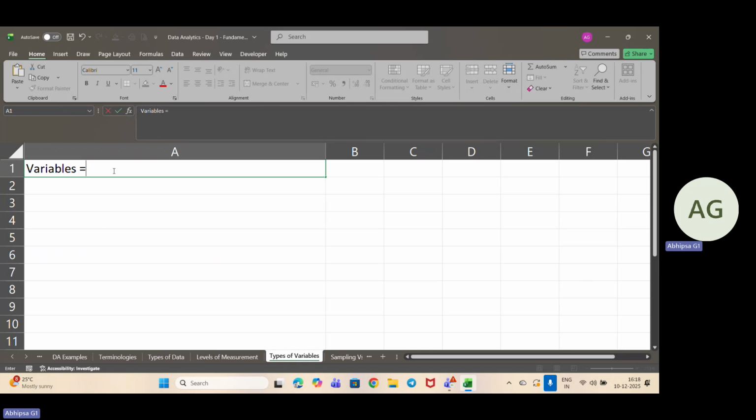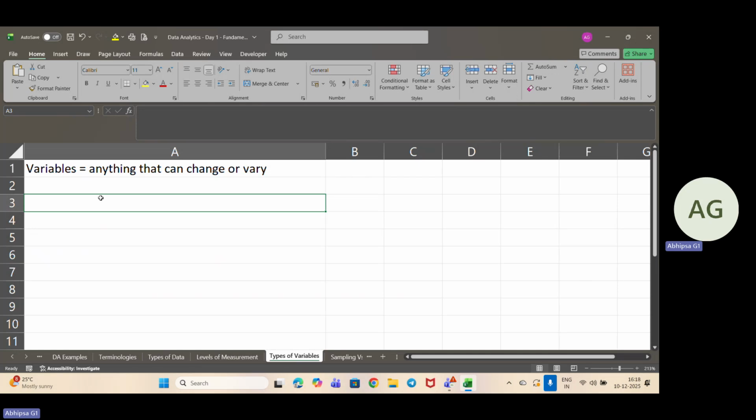Variables can be called anything that can change or vary. There are different types of variables: independent variable, dependent variable, categorical variable, numerical variable, discrete variable, continuous variable, binary variable, qualitative and quantitative variable. One by one we will be discussing them. First we have the independent variable.